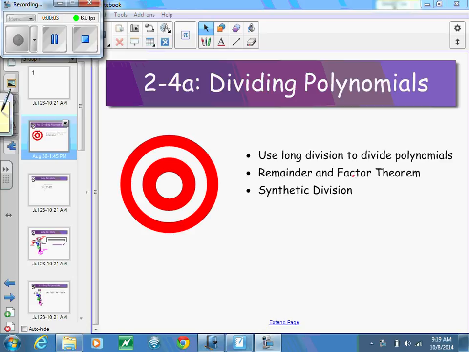Right, on to section 2.4, which we're going to be breaking up into two different parts. We're going to start out by reviewing how to divide polynomials, so we're going to use long division to do that. I'll also talk about the remainder and the factor theorem. And then if using long division is not your thing, I'll also talk about synthetic division, which does work when you're working with some polynomials.